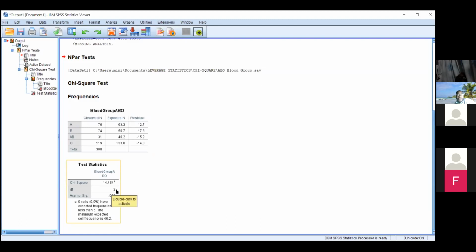Of course, the remaining steps, the division, adding and squaring, are not shown there. But look at the chi-square. It's the same value we got when we calculated it. The degrees of freedom is 2. The only one we could not get was the p-value, which is 0.0. So it is very clear that it's significant. It says 0% have expected frequency less than 5. The minimum expected frequency is 46.2.